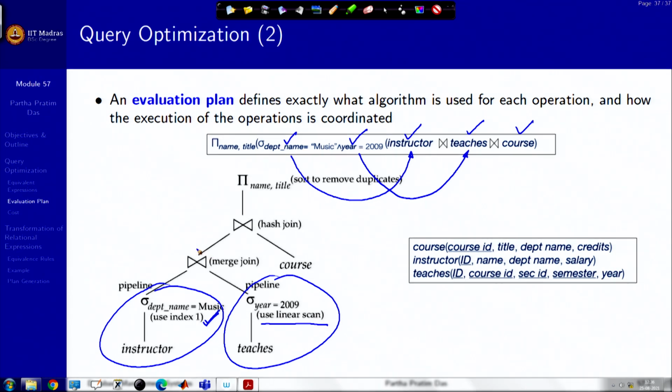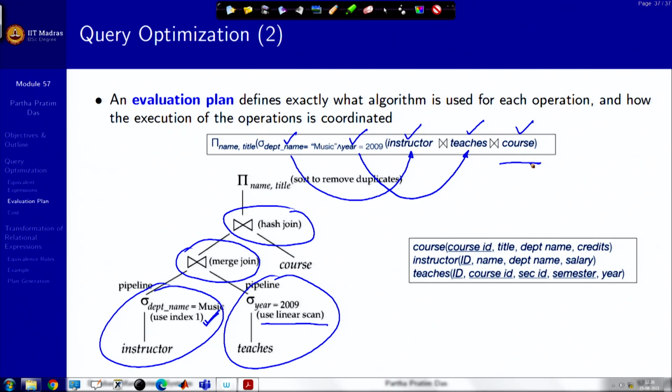So, then you join these two first, for which they use some merge join algorithm, which is better than the kind of algorithms we have seen. You can read up specifically how merge join is done, but this is how it will. And then it joins the last relation, course, using a hash join.